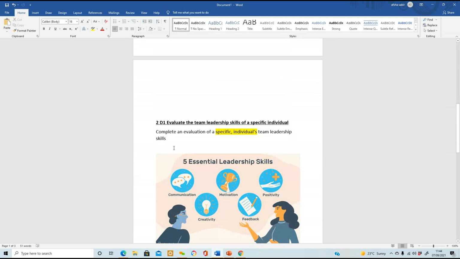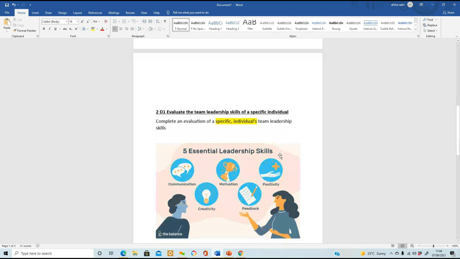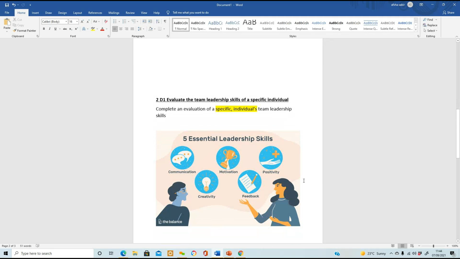For 2D1, you're going to evaluate the team leadership skills of a specific individual. So think about your boss at work now, or one of your previous bosses, and think about what their style is. Complete an evaluation of a specific individual's team leadership skills. Talk about how they communicate, how they motivate. Are they creative? Do they listen to feedback? Do they use positivity, or do they just give you orders and tell you what to do? So that's what you're doing for these 2.